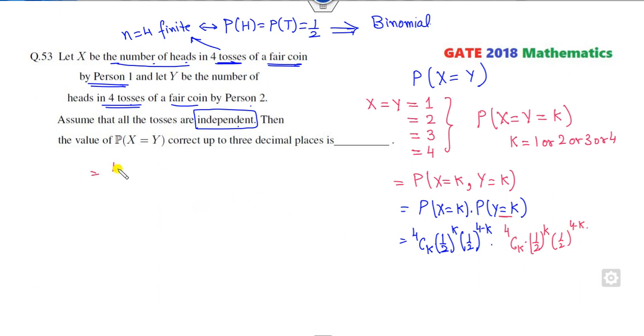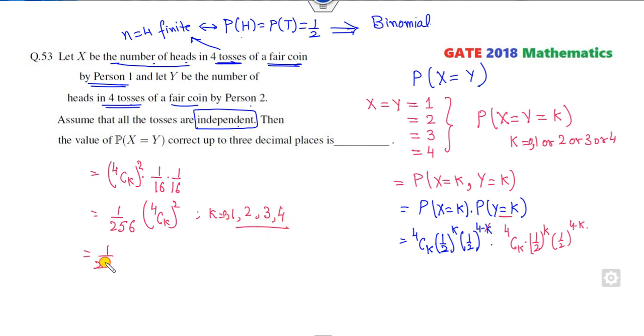So what is the right answer? It is 4Ck whole square. Half of this will be cancelled out, so half to the power 4 is 1 by 16, into 1 by 16. So it is 1 over 256 times the sum of 4Ck whole square, where k is either 1, 2, 3, sorry, it's 0 also, because it's a binomial. Binomial can be 0 also. So k goes from 0 to 4. Now you can substitute the value of this. So 1 by 256 is outside.